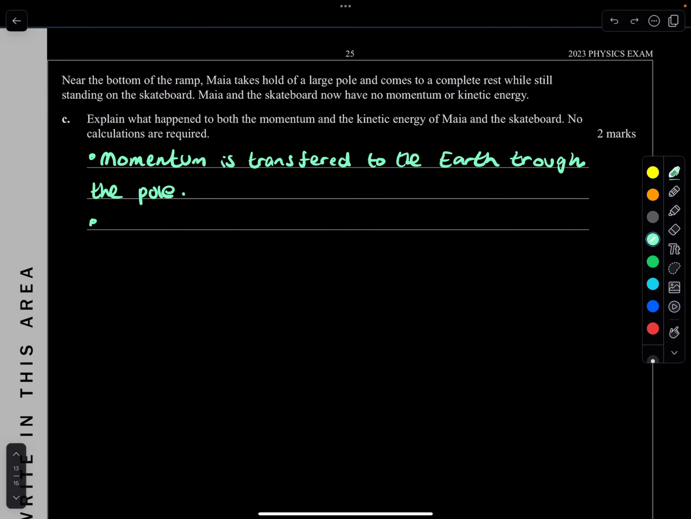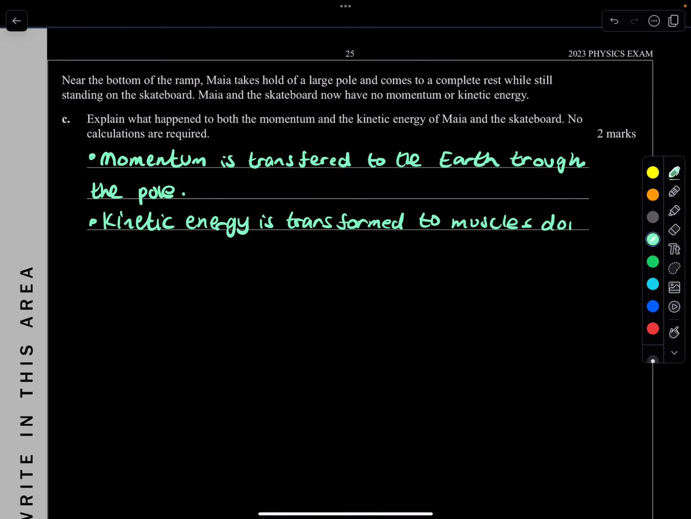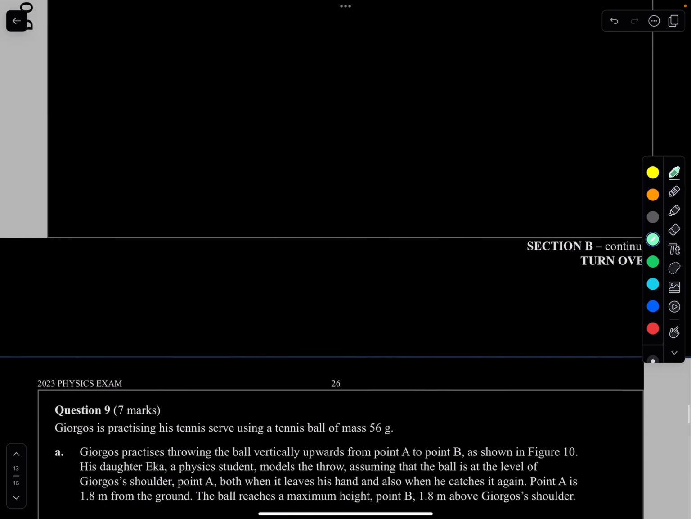So I'm going to just say kinetic energy is transformed to, basically, let's say, muscles doing work, or like heat and sound. Any of these, basically, doesn't matter. So yeah, easy. And that's it.